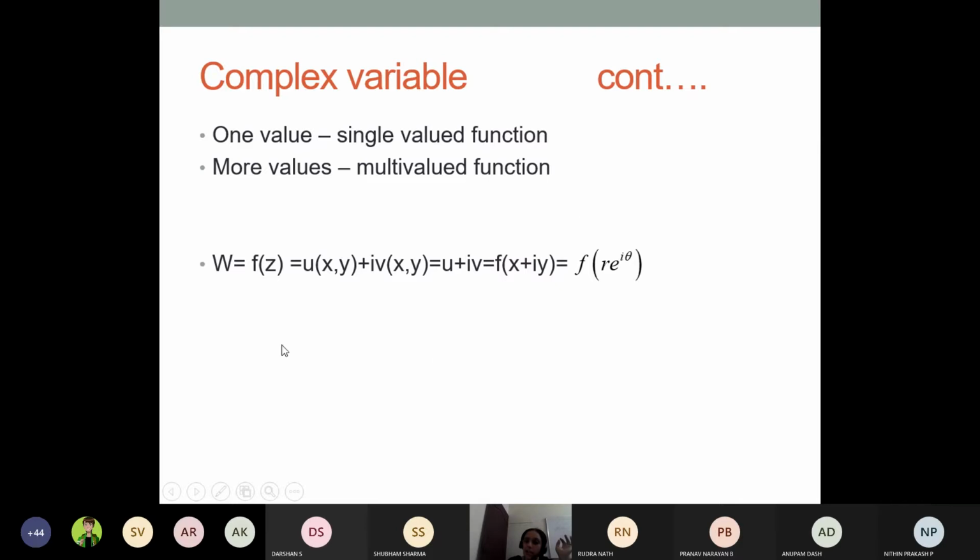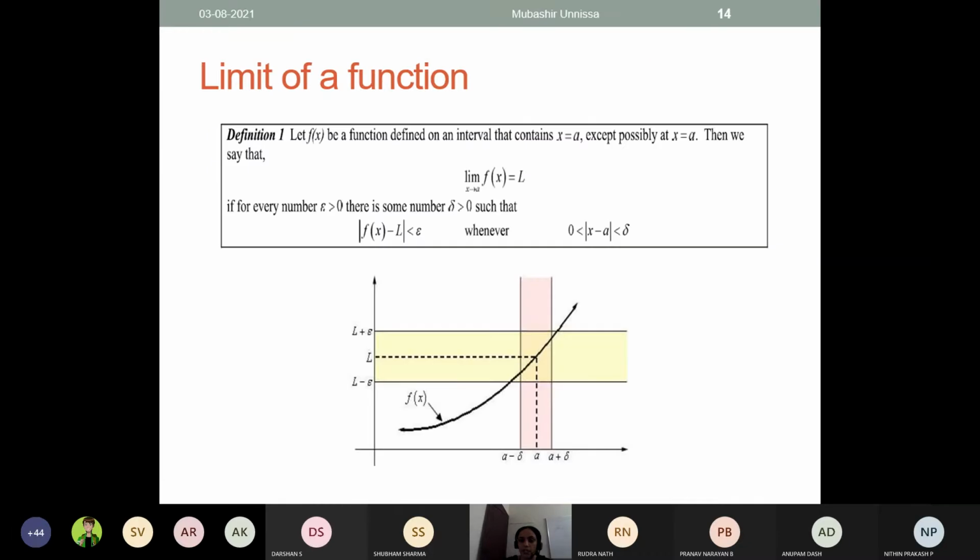And I even showed you the representation of a complex function. So we denote it by W. W is nothing but equal to f of z. What is your f of z? u plus iv, where u is a function of x and y, v is a function of x and y, and u plus iv, everything in terms of a polar coordinate, is equal to r e power i theta. Okay, so if you have only one value, it is a single valued function. If you have more values, it is a multi-valued function. So these are the basic things.